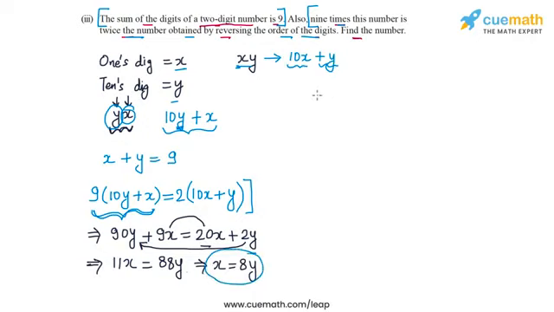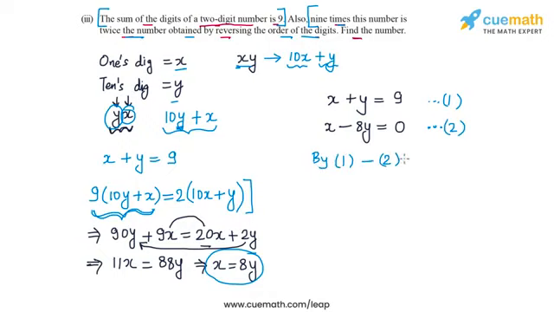Now let's write them together and then let's use elimination to solve this pair of equations. So the first equation is x plus y is equal to 9, and the second equation is x equal to 8y. So let me write it as x minus 8y is equal to 0. Now all we need to do is, because the coefficients of x in both the equations are the same, we can simply subtract them. So we can do 1 minus 2. So what will this give? The x terms will cancel out, and on the left side I will be left with y minus 8y, and on the right side I will have 9 minus 0, or 9.